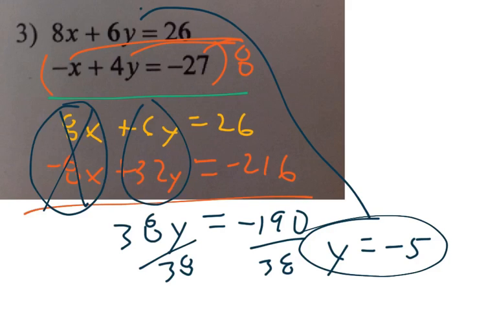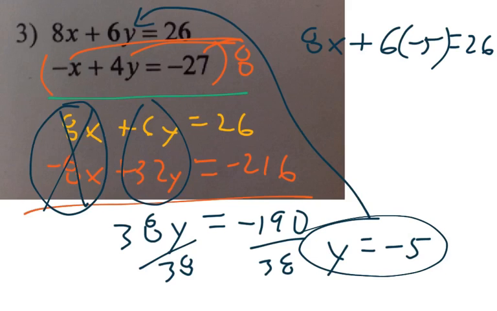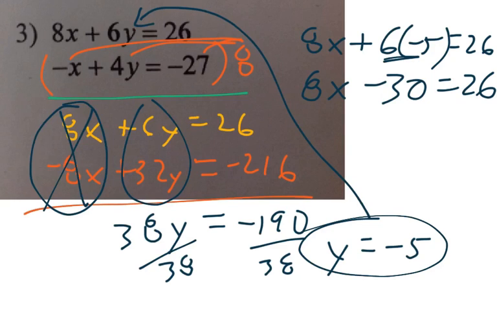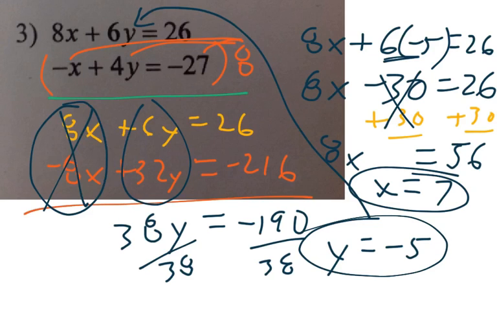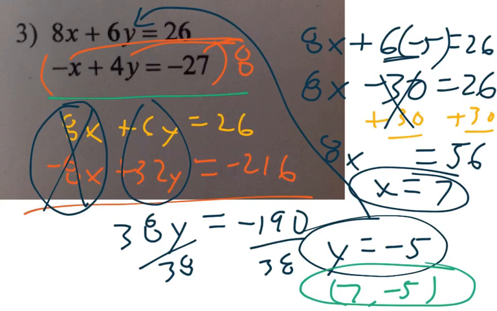Let's just go ahead and plug it right into the first equation. So if I have 8x plus 6y, which I know is negative 5, equals 26. 8x minus 30 equals 26. 6 times negative 5 is negative 30. Now I'm going to go ahead and add 30 to both sides. 8x equals now 56. Dividing by 8, x is 7. What is my solution? x is 7, y is negative 5. Pause the video if you need to.